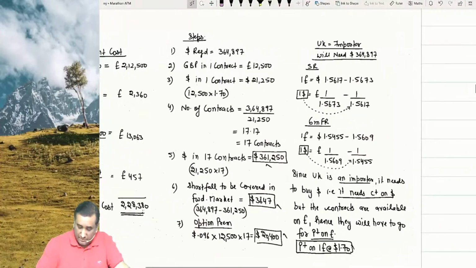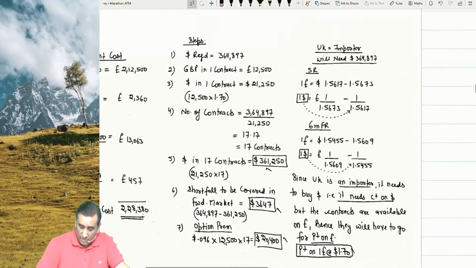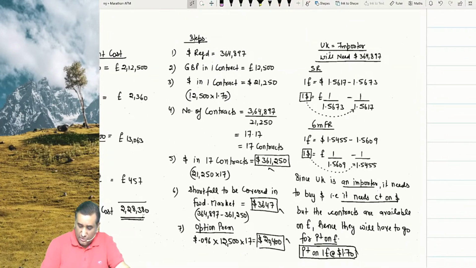UK is the importer. We need $364,897. What rate? £1 is equal to $1.5175673, and this is the cross rate I have calculated. Dollar, pound, and dollar. Since UK is an importer, sir, do we need to write this line?